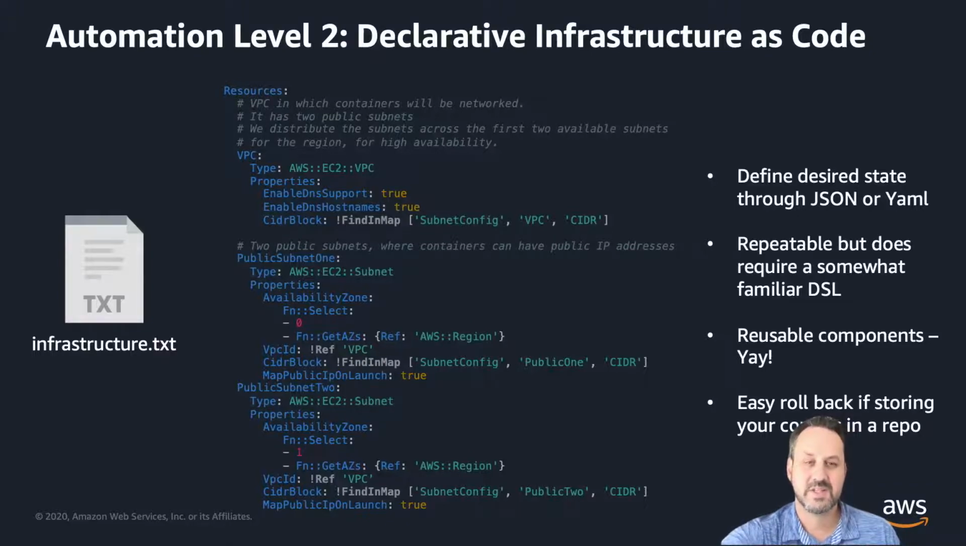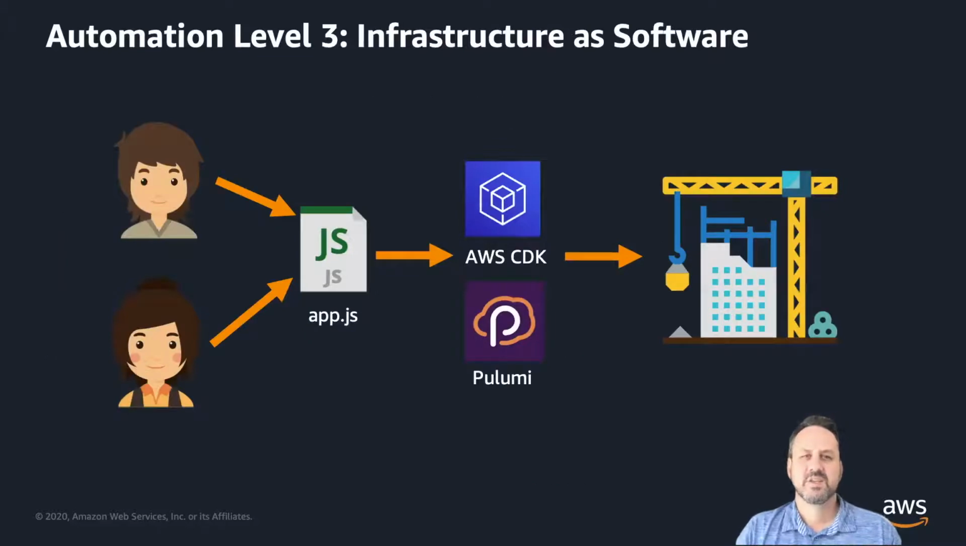But there's still a better way, and let's take a look. So now moving towards infrastructure as software, automation level 3. And to me, this is the evolution of infrastructure as code. This is really where we wanted to be going for the past 20 years. And I think we're starting to really get there.